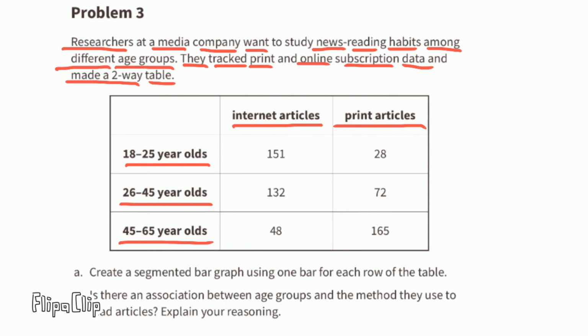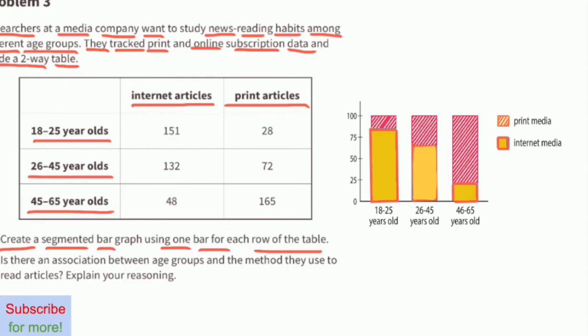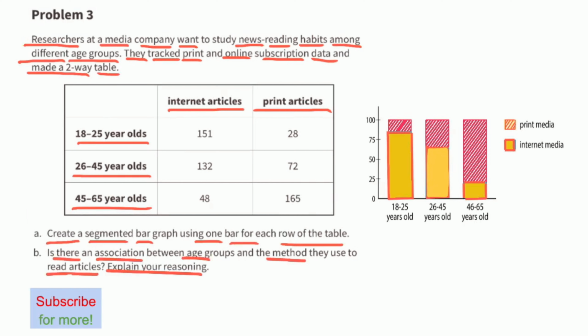They tracked print and online subscription data and made a two-way table. A. Create a segmented bar graph using one bar for each row of the table. These segmented bar graphs represent the percentage of media for each age group. The yellow section represents internet media, and the red striped section represents print media. B. Is there an association between the age groups and the method they use to read articles?